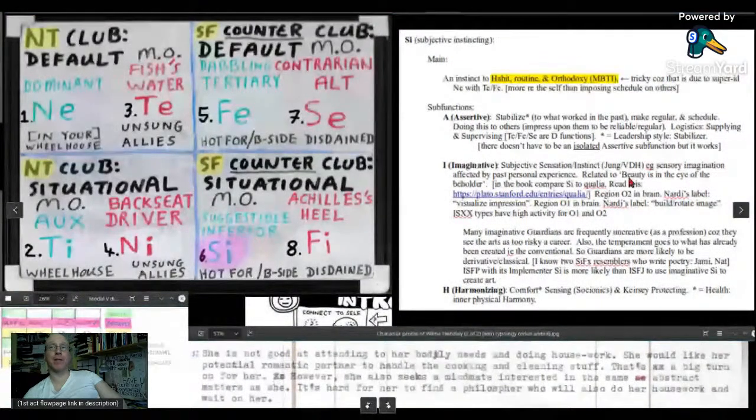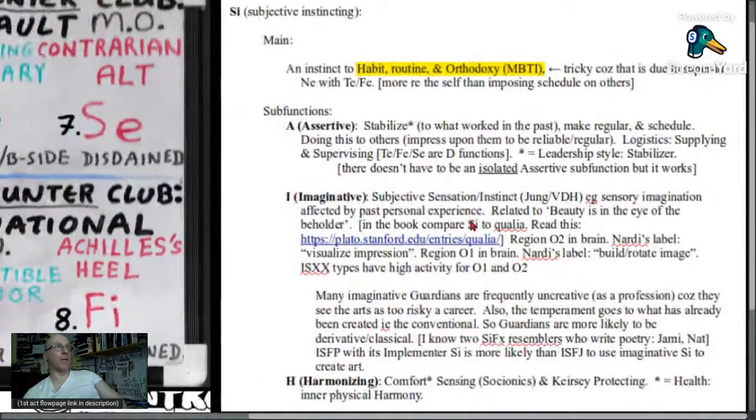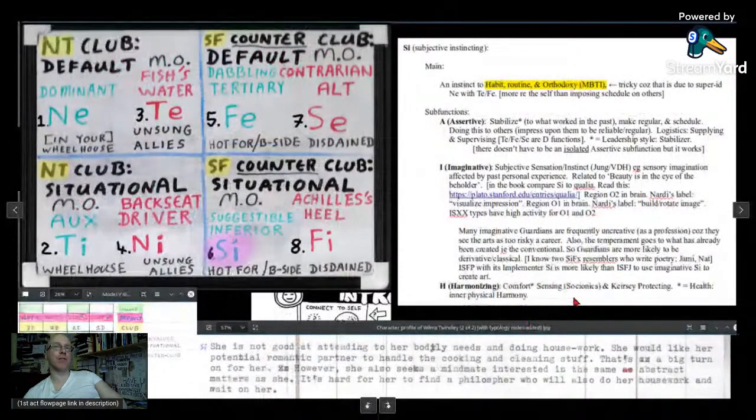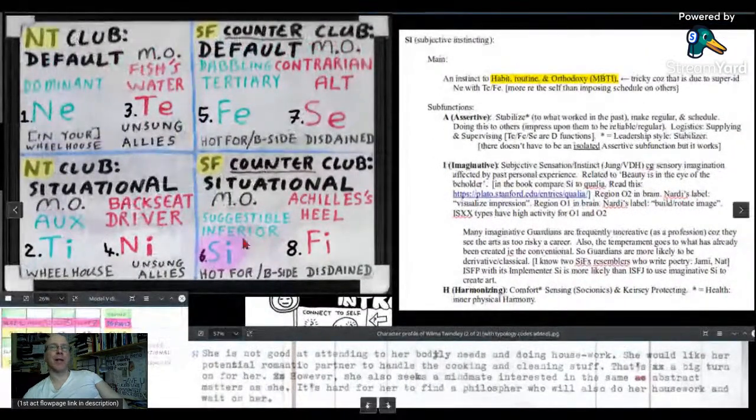SI. Okay. Subjective instinctor. If you please, pause that and then read it. Now, I will say for ENTP, what they're looking for is help with comfort sensor, with logistics. If ISFJ can do the logistics for them, they'll be very happy. This is the B side, the inner ISFJ, the suggestible inferior.